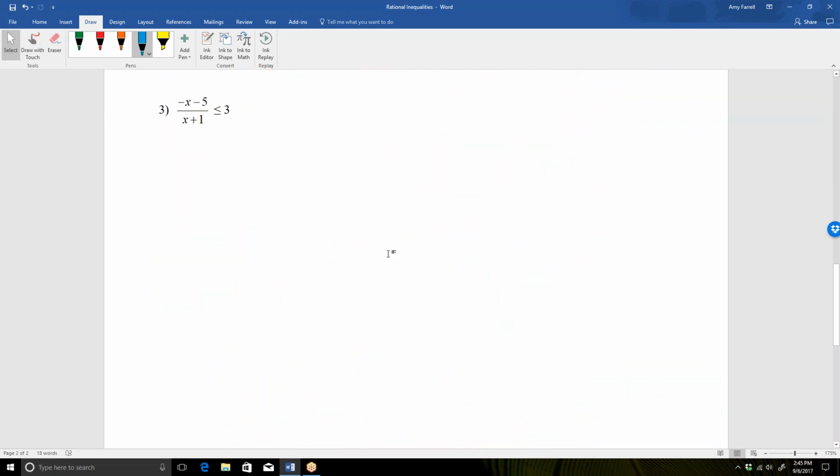Okay, one last rational inequality for this video. Again, if I'm going to use the same process, use my sign chart, I need a 0 over here. So the first thing I'm going to do is subtract 3 from both sides of the inequality.